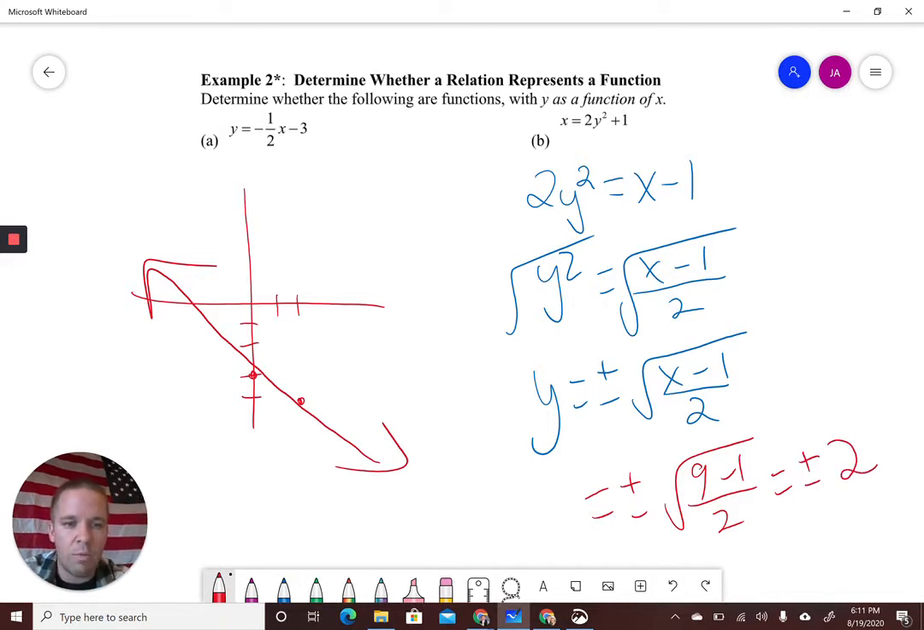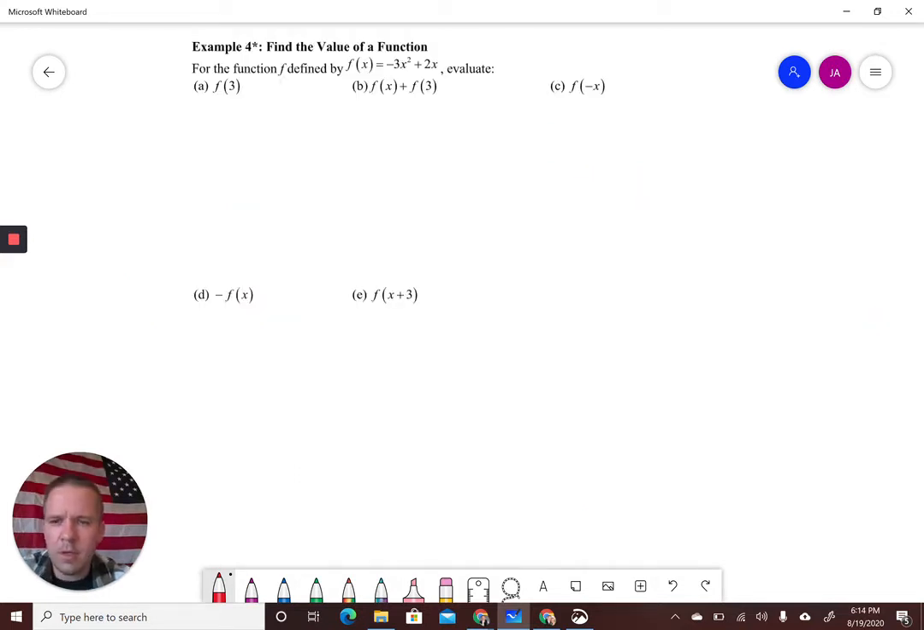So I put in one x value of 9, but I got 2 for an output and -2 for an output. So this would not be a function, okay? This would not end up being a function. It's a relation, but it is not a function. In order to be a function, we'd have to restrict our domain, which we'll talk about a little bit later, all right? So we're just going to be doing a little bit of evaluating some operations with functions.